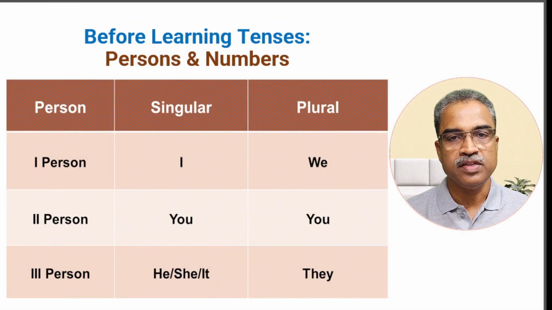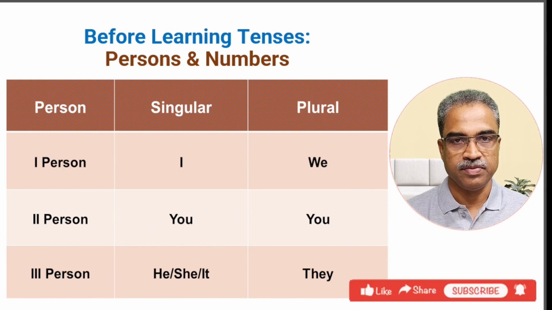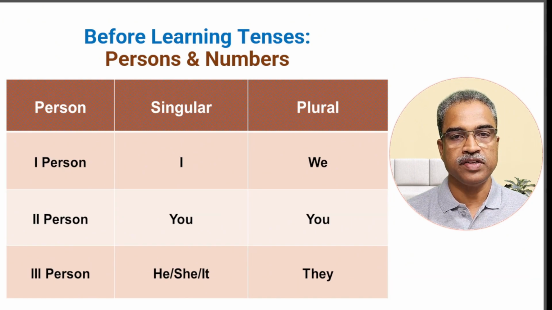And now, what are these prerequisites? They are persons and numbers in English. We have three persons in English, and we have their numbers as well. By number, we mean singular and plural. Singular for one, and plural for more than one. So we have first person, second person, third person, three persons. And we have their numbers as well. These persons can be either singular or plural.